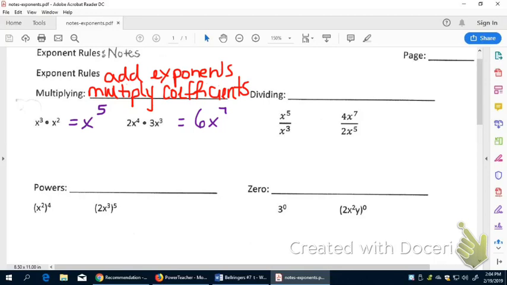Alright, powers. Powers are when you have things raised to powers, like on those other examples. Okay? On these, you multiply the exponents, and you raise the coefficients to the power.